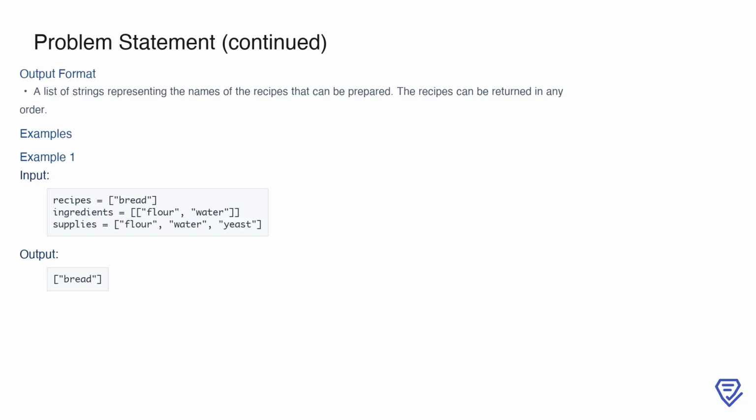Suppose you have one recipe, bread, which needs two ingredients, flour and water. Your initial supplies include flour, water, and yeast. Since flour and water are both in your supplies, you can prepare bread. Therefore, the output for this input would be a list containing just the recipe bread.